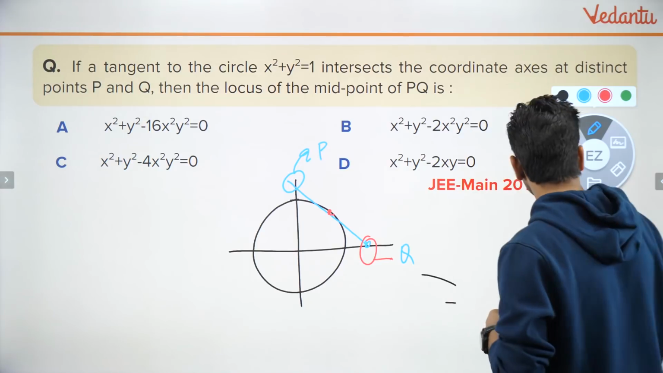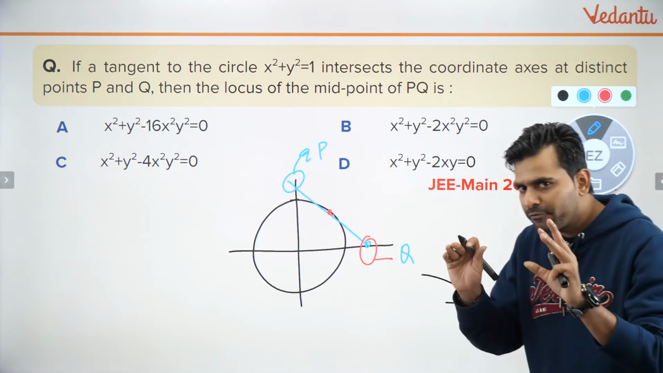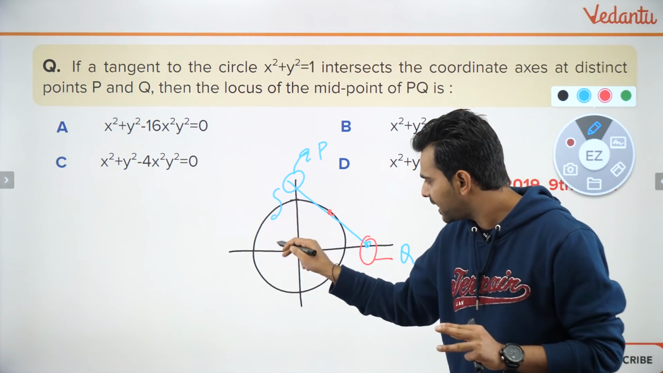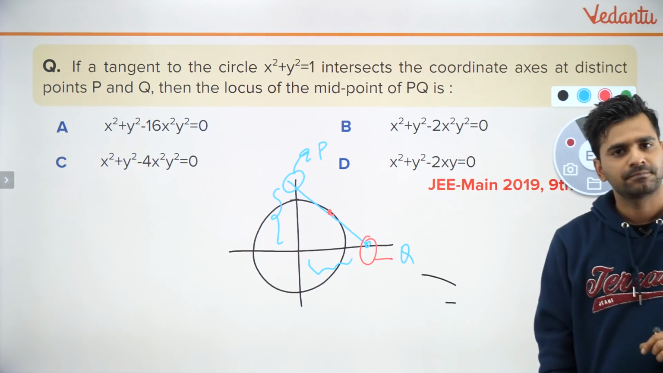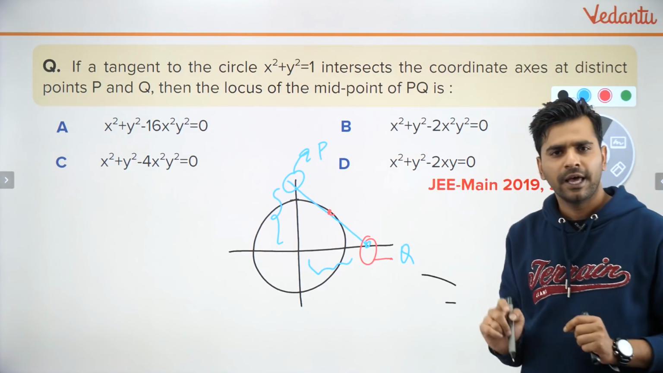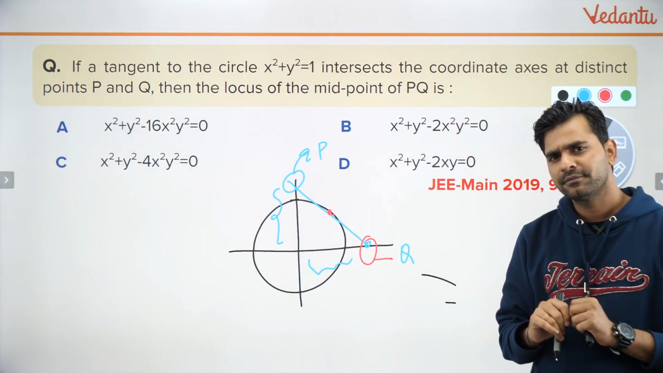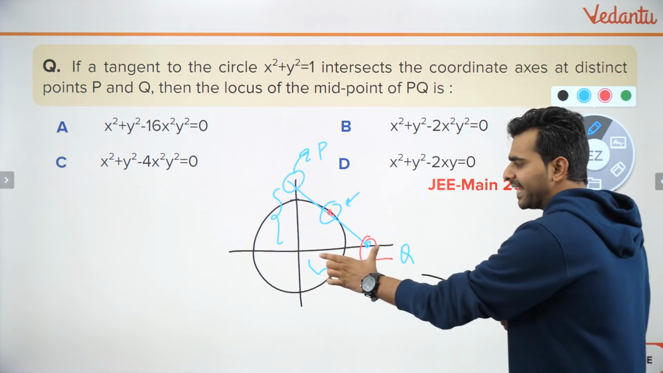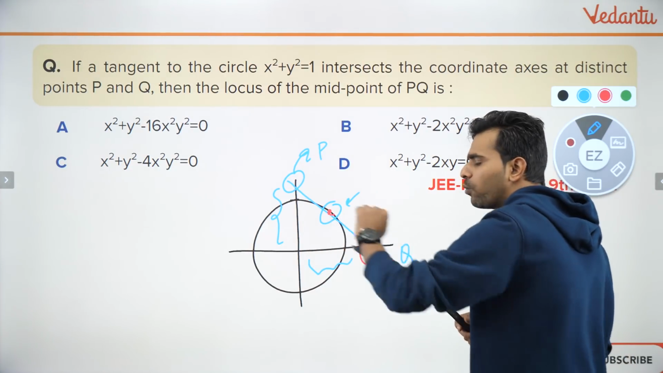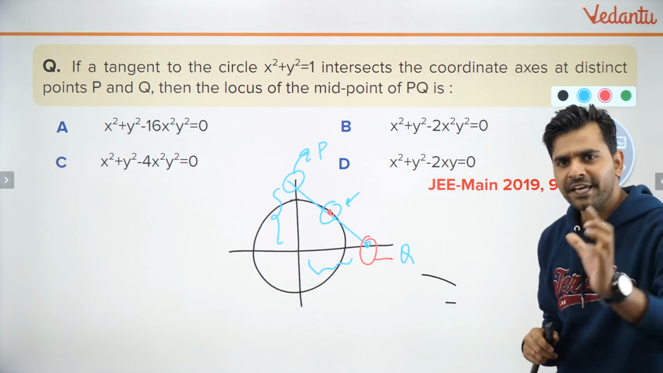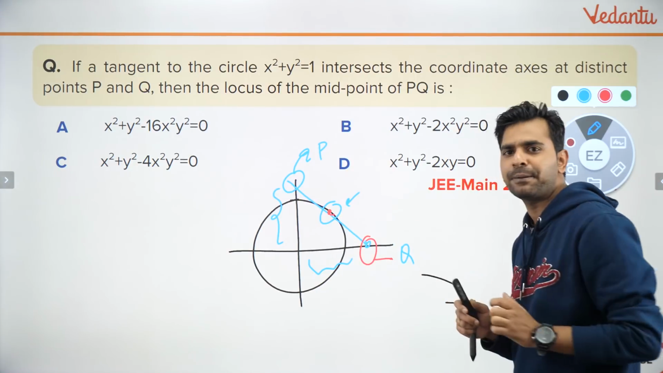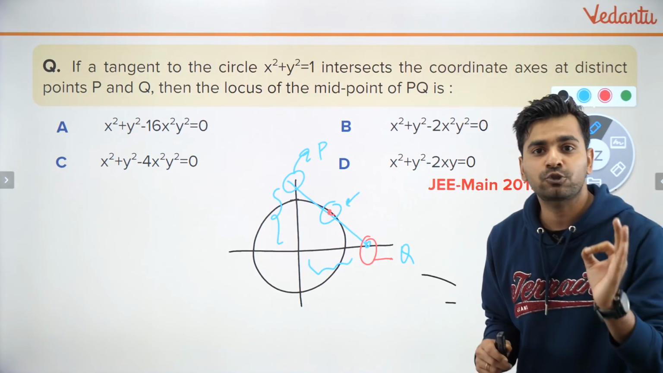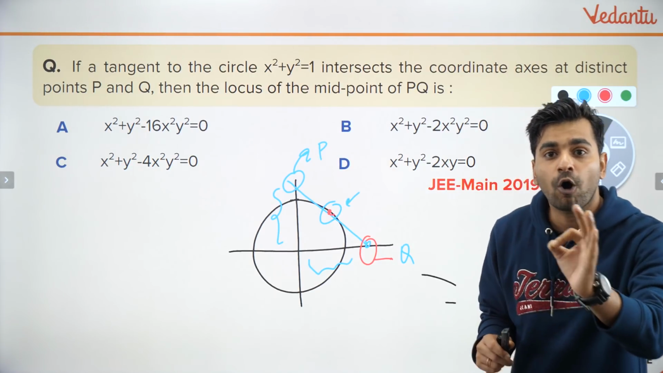How will we do it? Understand. Now there will be one point on the circle for which I can say that this length will be equal to this length. Right or not? On this circle. Can you tell me the coordinate of that point on the circle for which the tangent will be having x-intercept and y-intercept equal? The meaning of x-intercept and y-intercept equal is that my slope of the tangent has to be equal to either +1 or -1.